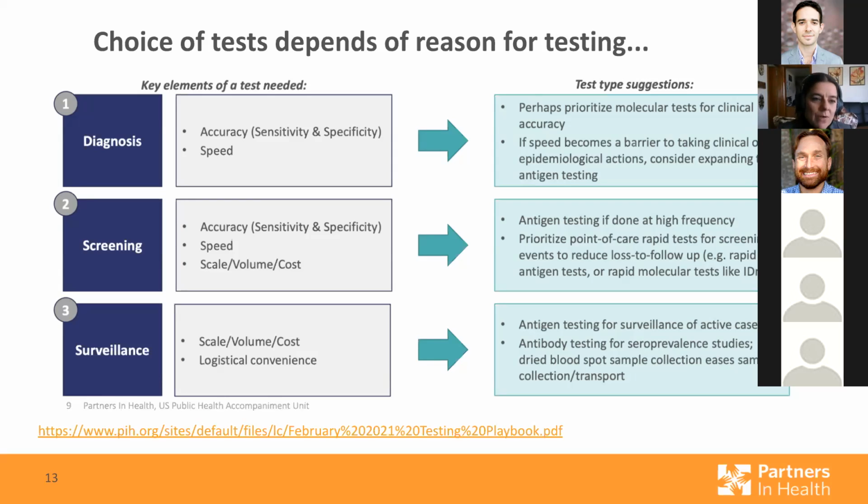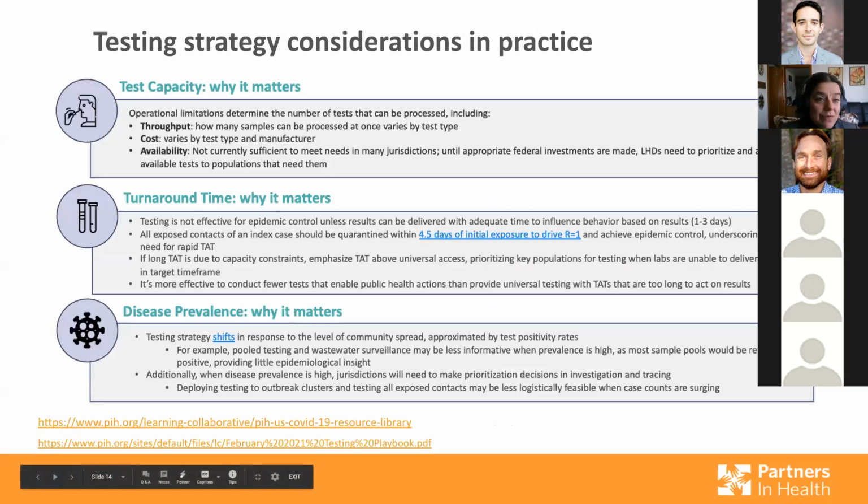For example, if we want to diagnose, as he already mentioned, we should choose the more sensitive test, which is the molecular test. But if you don't have a molecular test, you can use an antigen test. For screening, the one that is more used is antigen testing. And for surveillance, you can use antigen and antibody testing. Other things you have to take into consideration is the test capacity.